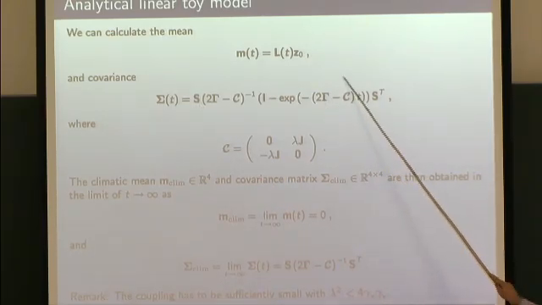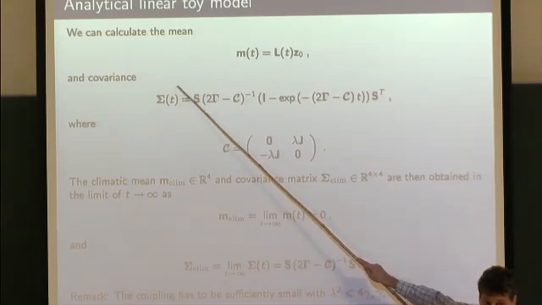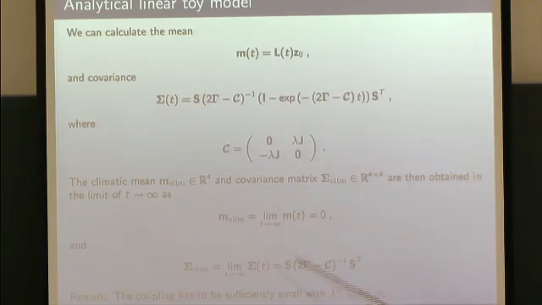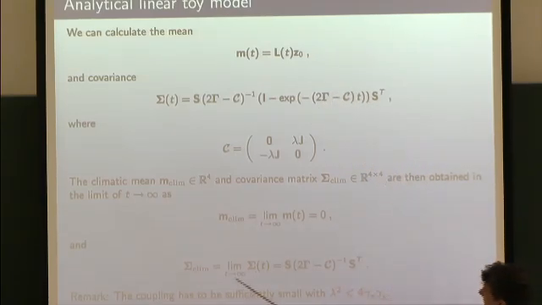Note here that we have some restrictions for this to be positive definite. The restriction is that the coupling lambda has to be sufficiently small, otherwise this thing is not an error covariance, it's not a covariance. So this system has climatic mean 0 and a well-defined climatic covariance matrix.